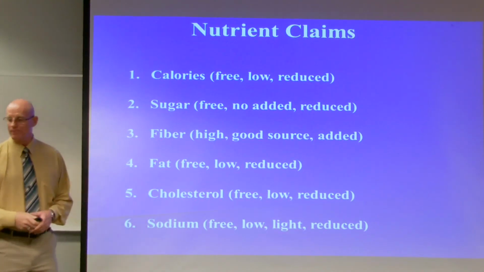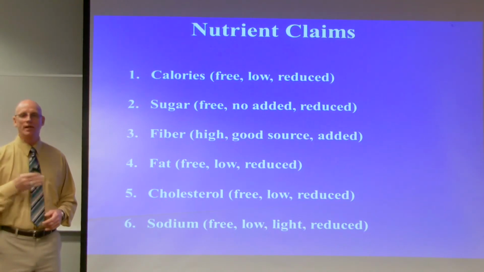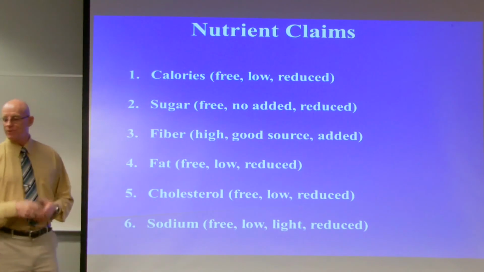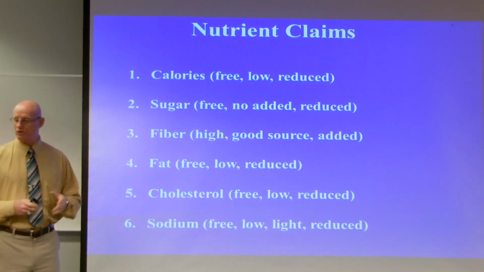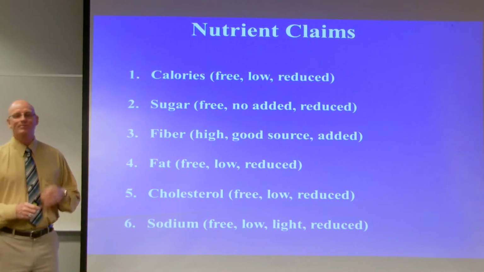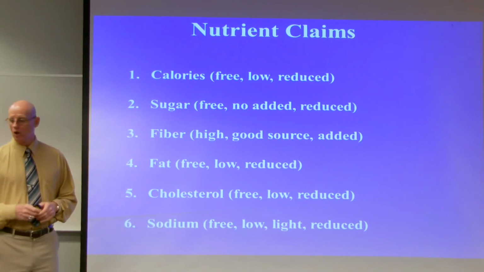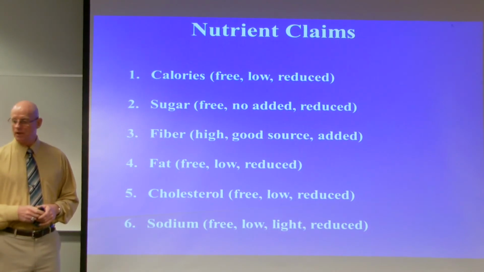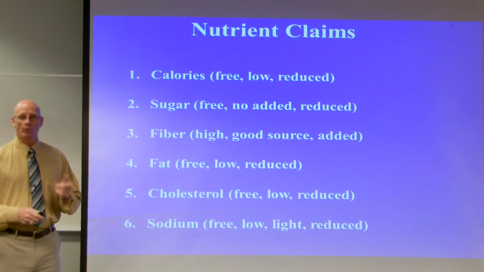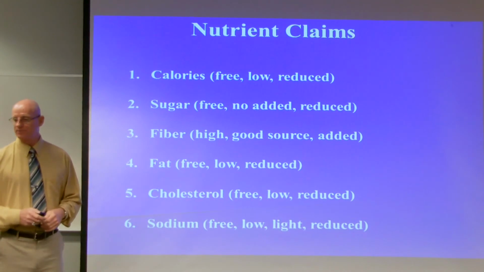Okay, at an overall look at calories, sugar, fiber, fat, cholesterol, and sodium, the nutrient claims on this packaging we'll be looking at, for the most part, are free, low, and reduced. And that will go for the calories: free, low, and reduced. For sugar, it's free and no added sugar, and again, reduced. For fiber, it's high fiber, good source of fiber, or added fiber. Fat, again, it's free, low, or reduced. And cholesterol is free, low, or reduced. And sodium is free, low, light, or reduced. So these are each of the categories that I'll cover related to nutrient claims.